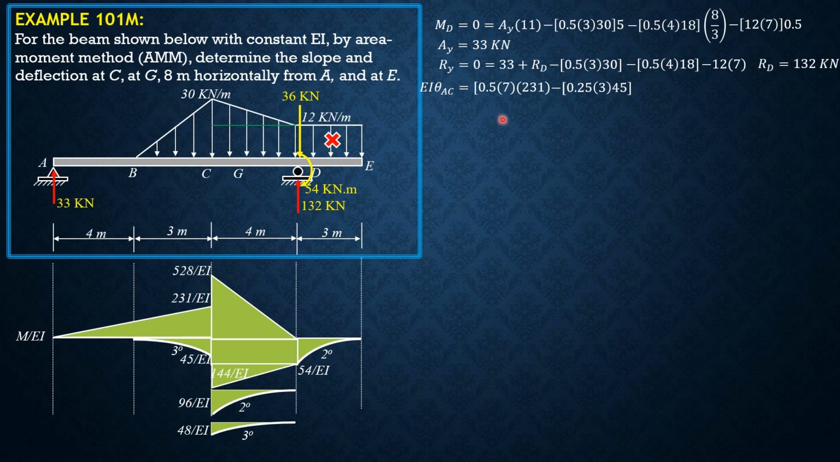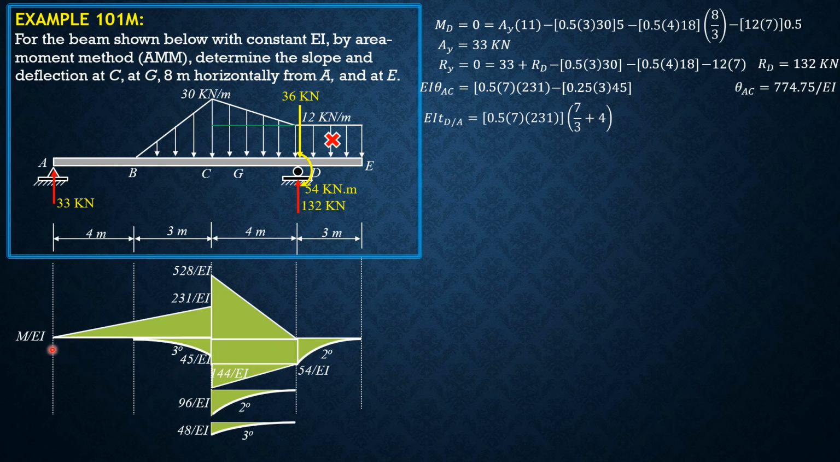So theta AC can now be computed, the angle formed between the tangent at A and the tangent at C. So it is 774.75 over EI. So next, let's compute EI deviation of D relative to the tangent at A so that we can compute the slope at A.